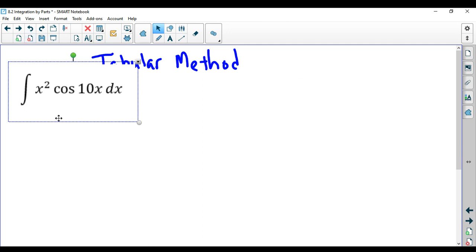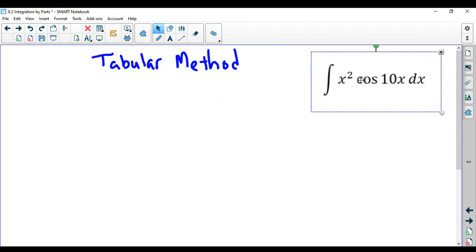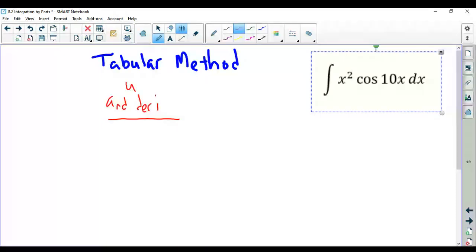The tabular method works like this. You make 3 columns. The second column, I'll talk about the first column in a second, you'll see why, is u, what you would make u, and its derivatives. The last column, the third column, is dv and its integrals.